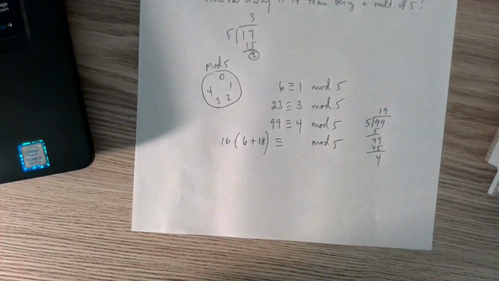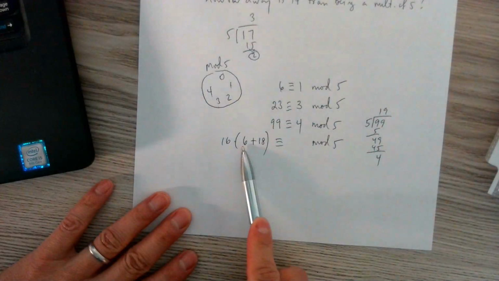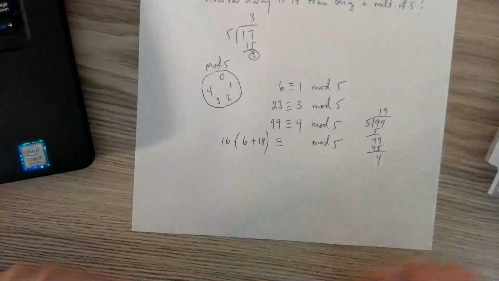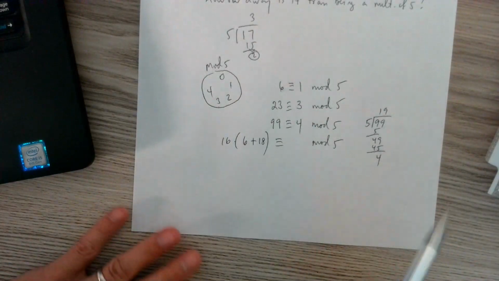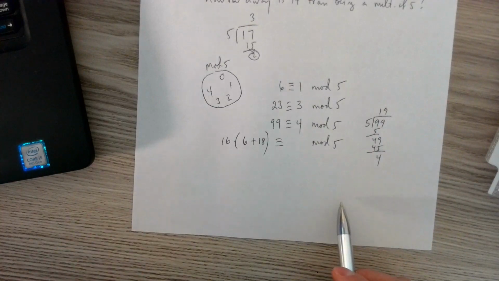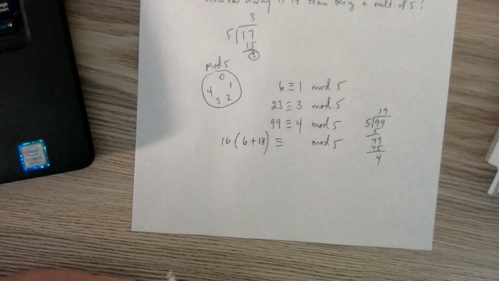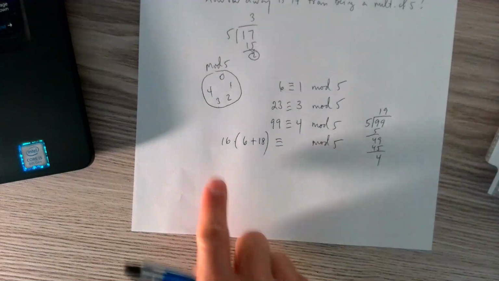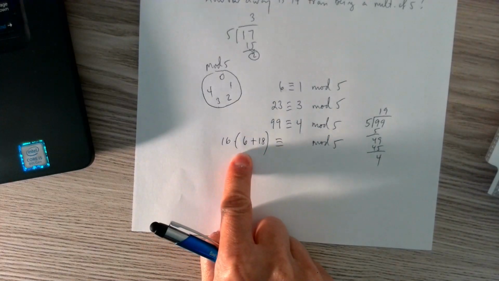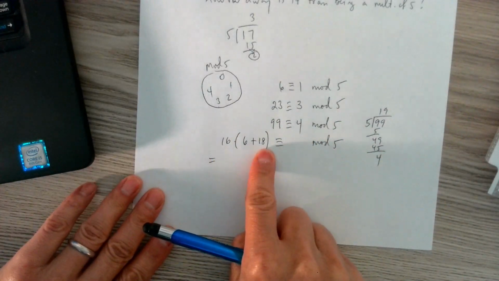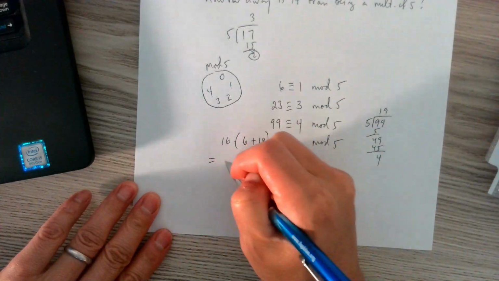So I have a couple of options here. I could find out what 6 plus 18 is, that's 24, then multiply with 16, and I'm going to get a rather large number. And then I can do the long division with that large number, and find the remainder when I divide by 5, and that will tell me what it is in mod 5. But in mods, we have more flexibility than that. I don't have to compute this whole expression, because this expression is also equivalent to this.